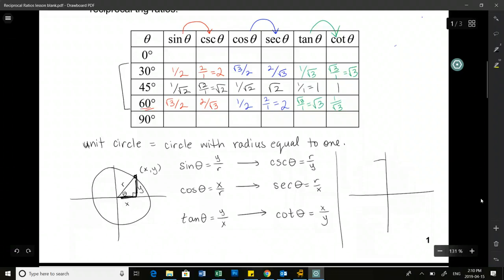Not the greatest circle. Try one more time. There we go.